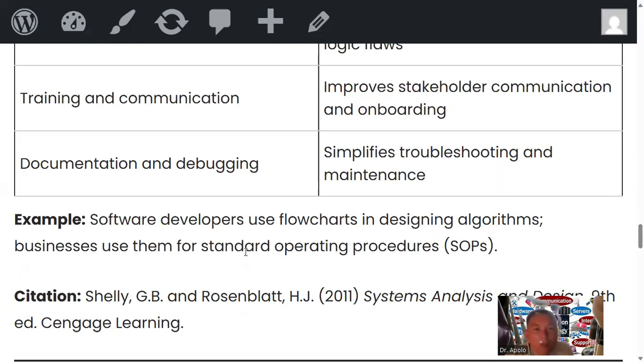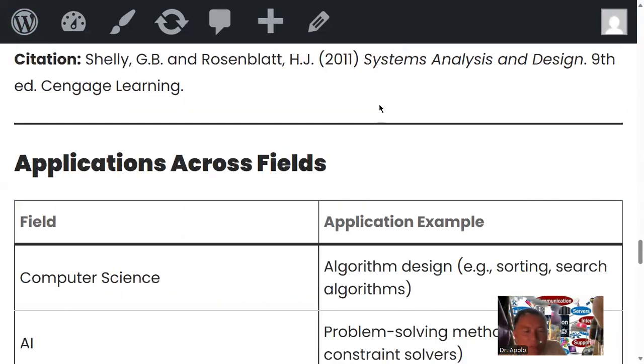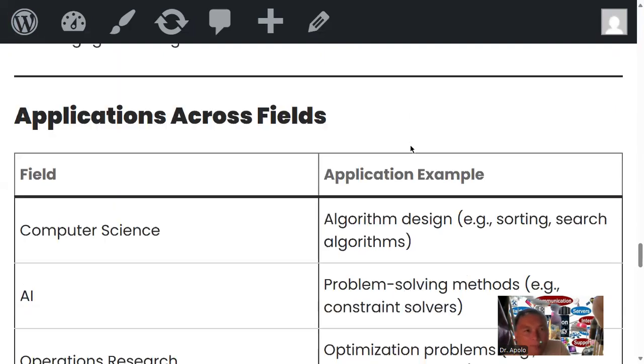For example, software developers use flowcharts in designing algorithms. Businesses use them for standard operating procedures. In production and operation, the best way to communicate on the line is through a flowchart because people can understand the arrow, the circle for the process, the rectangle for the entities, and the parallelogram for input and output. Very simple. Actually, it has been used in business for a very long time before being adapted to the computer.